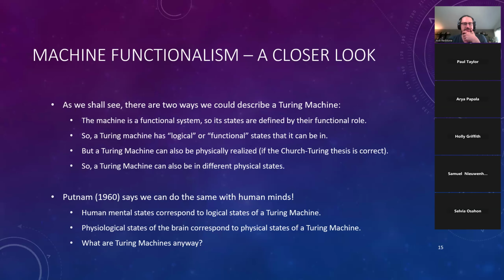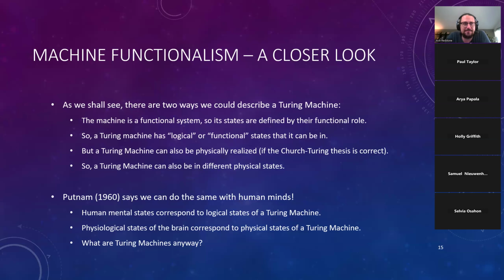So we're going to get into Turing machines shortly. I haven't told you what a Turing machine is just yet, but I do want to tell you before we get going that they are formal systems, functional systems, and there are a couple of ways we could describe them. We could describe the Turing machine in terms of its physical states and physical composition, or we could describe it in terms of its logical states. And that is what matters for our purposes.